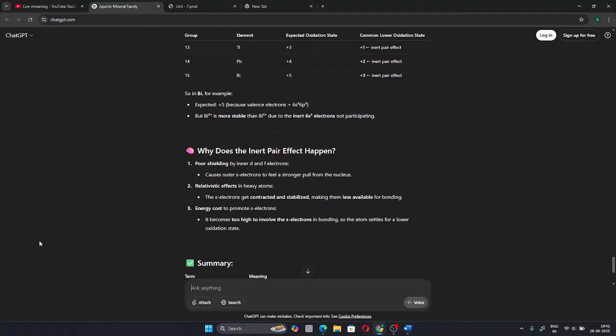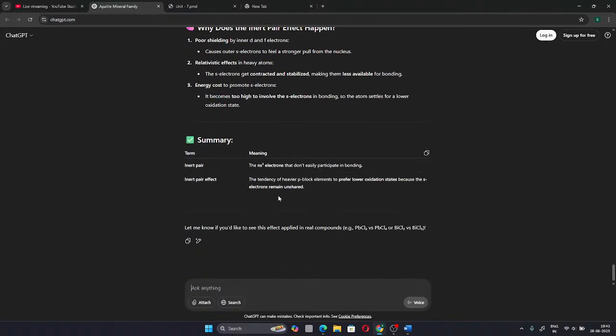Relativistic effects in heavy atoms: the s electrons get contracted and stabilized, making them less available for bonding. These d and f orbitals can only be seen as we go down the group, meaning heavier atoms. So as we go down the group, due to the inert pair effect, the s electrons do not participate in bonding, giving a lower oxidation state. Energy cost is too high. Okay, thank you.